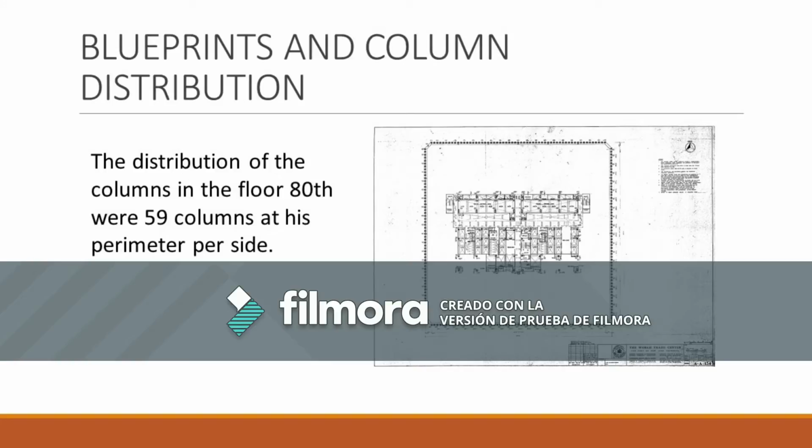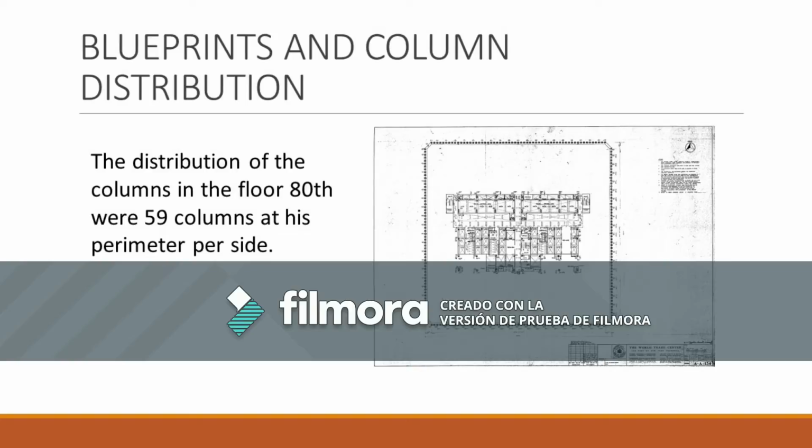In figure 1, we can appreciate the blueprints of the floor that was hit by the airplane. The floor hit was the 80th floor. The distribution of the columns at this floor was 59 columns at the perimeter per side, leading to a total of 236 perimeter columns.